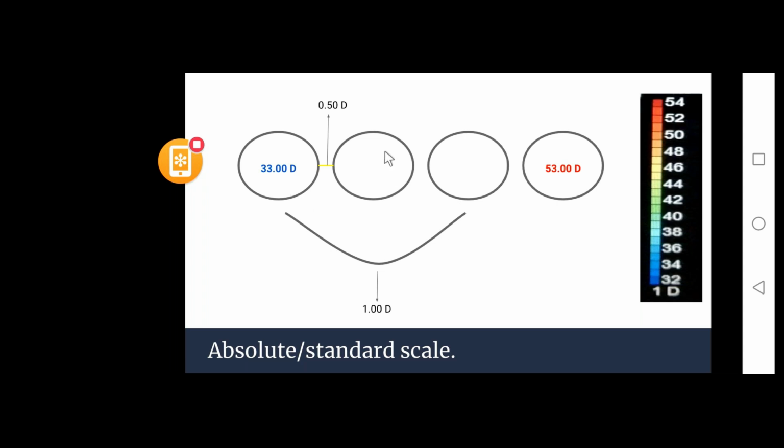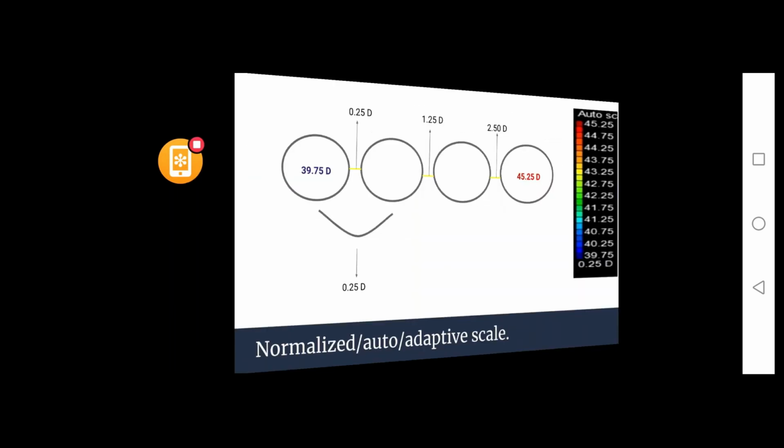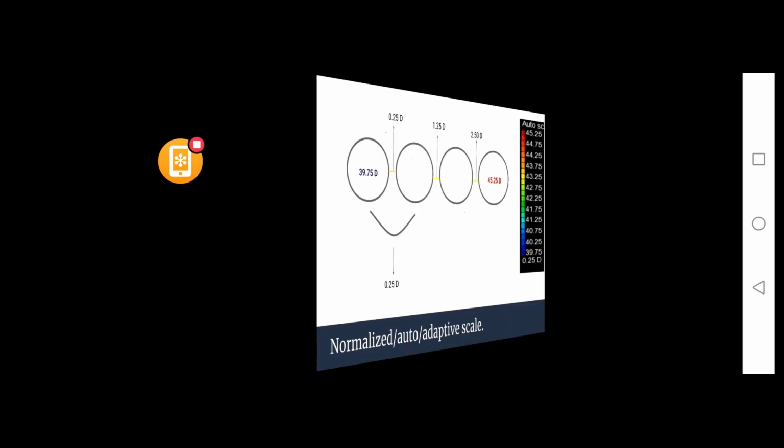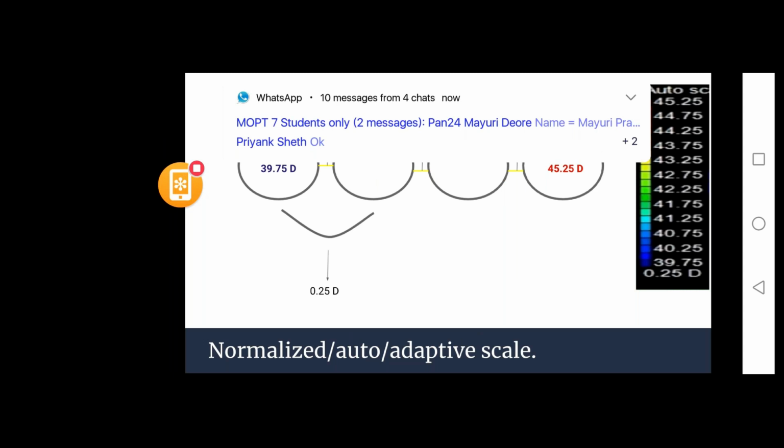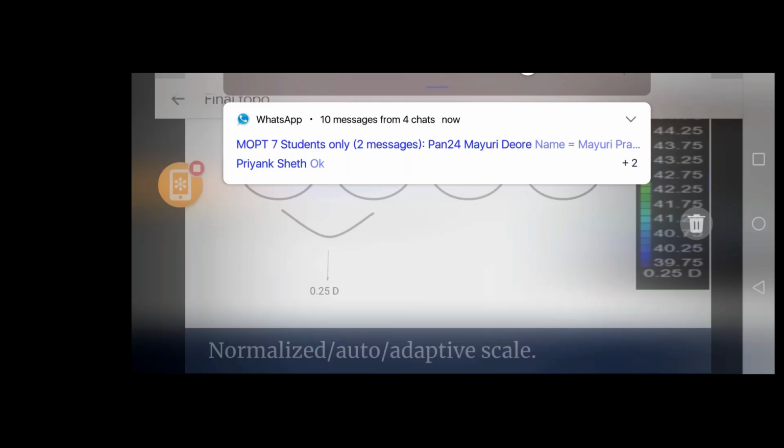The next is something known as a normalized, or an auto, or an adaptive scale. Now this is a very smart scale. This is just like Google Maps. I hope every one of us uses Google Maps. While we are traveling, suppose we change a path, it will tell us, okay, you have changed the path, now you have to take a turn from here. So it makes a new path. It is adaptive, right? So over here also this is an adaptive scale.